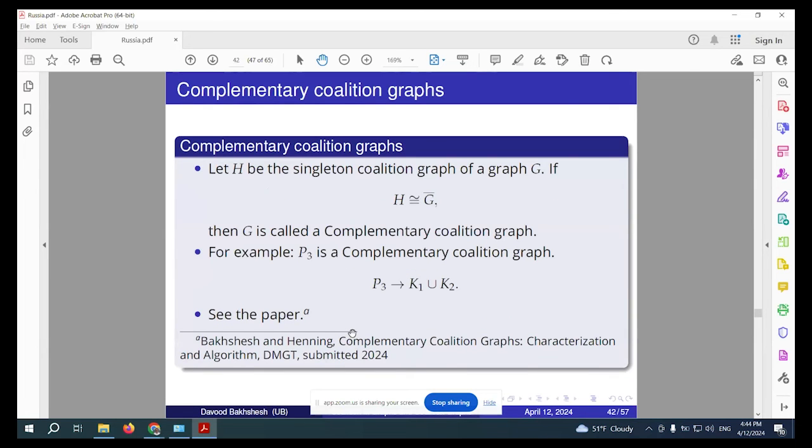And what are complementary coalition graphs? Let H be the singleton coalition graph of the graph G. If H is isomorphic to the complement of G, then G is called a complementary coalition graph. For example, you can see that P3 is a complementary coalition graph because the singleton coalition graph of P3 is the union of K1 and K2. For more results, see the paper Complementary Coalition Graphs: Characterization and Algorithm.